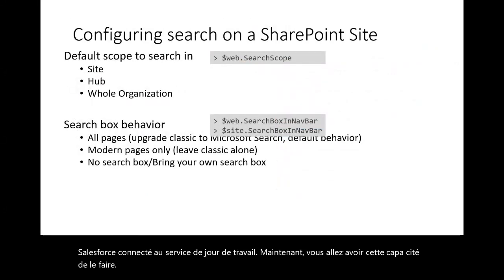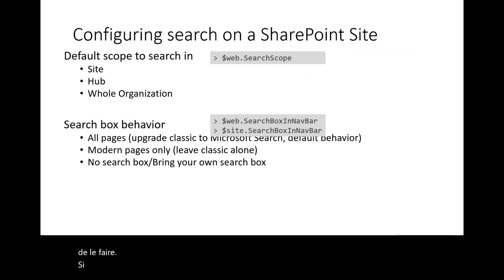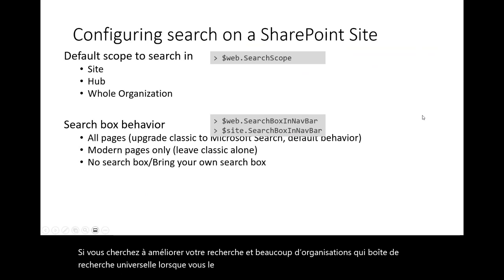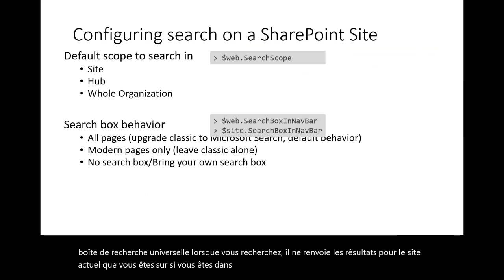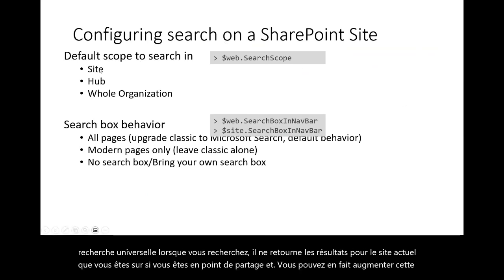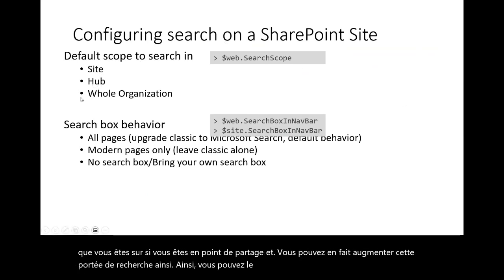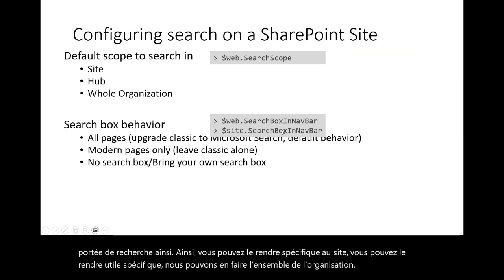If you're looking to kind of improve your search, I know a lot of organizations, that universal search box, when you search, it only returns results for the current site that you're on, if you're in SharePoint, and you can actually increase that scope for search as well. So you can make it site-specific, you can make it hub-specific, or you can make it the entire organization. And that search box behavior you can also update.